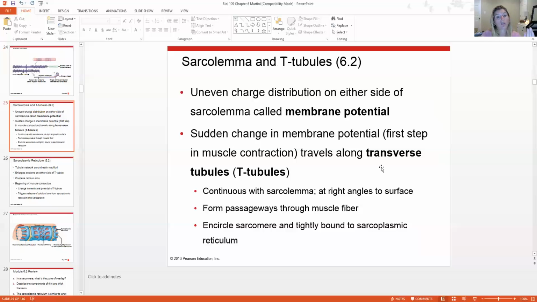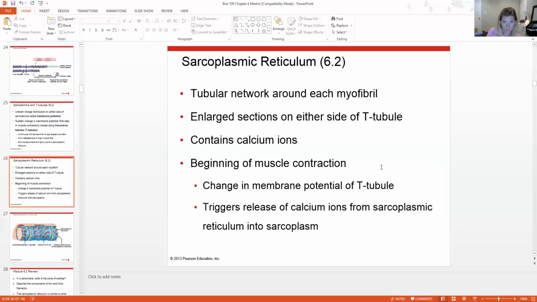If there is a change in the membrane potential, there's this charge distribution that travels along the T-tubules. So you might be saying, well, what's a T-tubule? I'm going to show you, all right? This is continuous with the sarcolemma, and it forms a passageway into the cell. It basically surrounds the SR, the sarcoplasmic reticulum. Remember, it was that blue kind of spider web network inside the cell. It surrounds each myofibril and it touches these T-tubules.